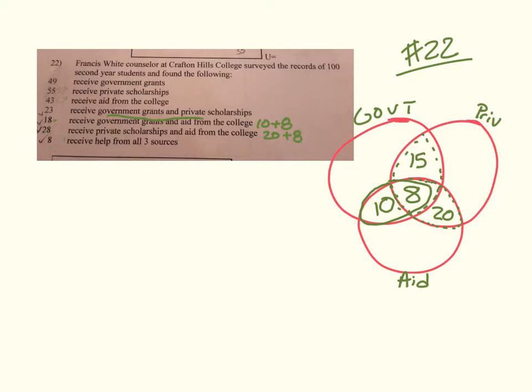And so now we've accounted for, if you look at the left, this number, this number, this number, and this number. Continuing this, if we have 43 people that receive aid from the college, let me see if I can get a better color up here. Come on, there we go. That means that in this circle, the total needs to be 43. We've got 10 plus 20 is 30, 38, but the whole thing needs to be 43, so this is going to have to be a 5.